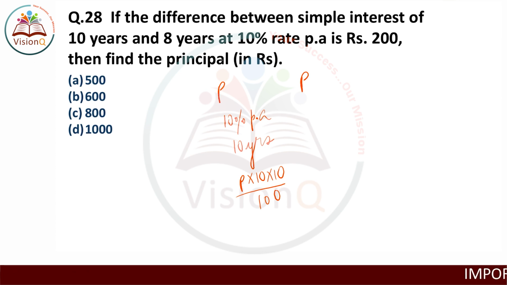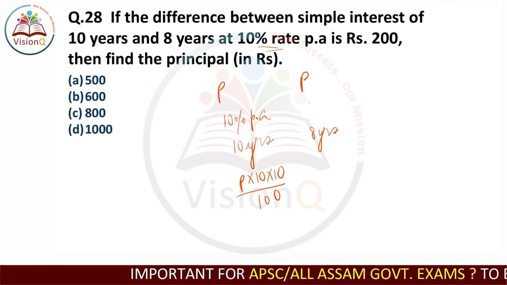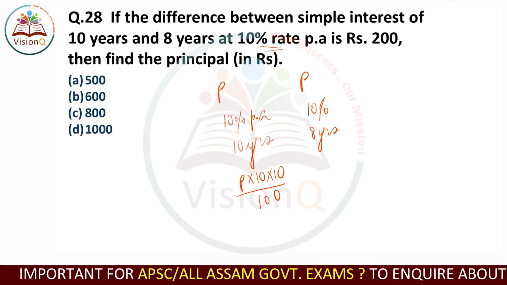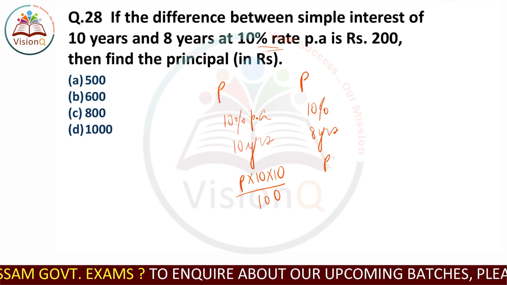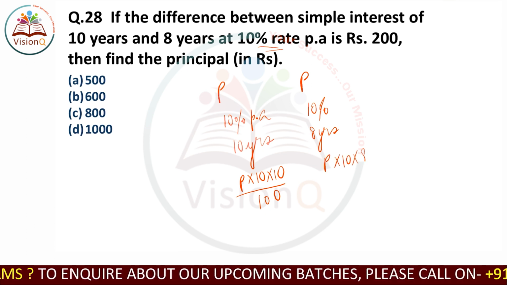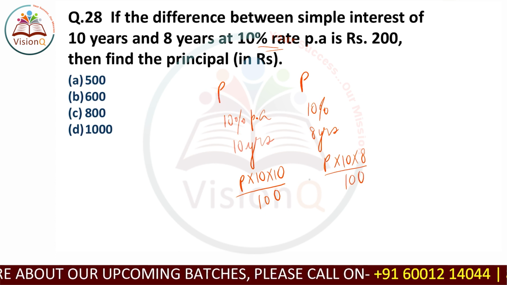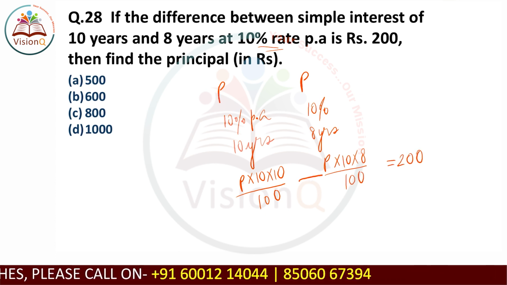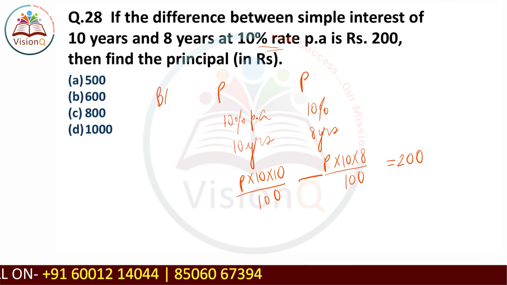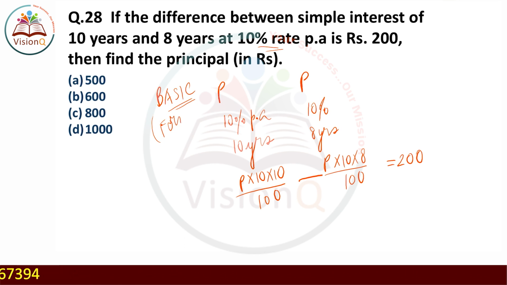Time is different, 8 years. And rate of interest is again the same, which is 10% per annum. So, if I find the interest now, interest will be how much? P into 10 into 8 by 100. And the difference of these two interests is given to be equal to rupees 200. So, this is the basic concept of doing such questions. Application of formula.